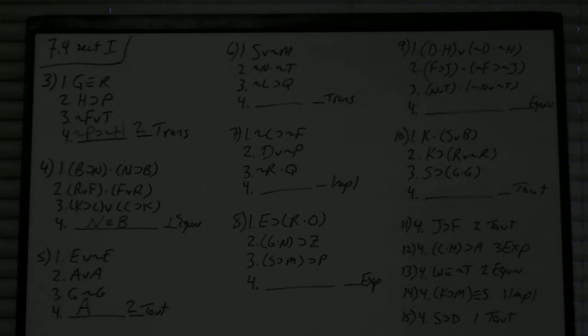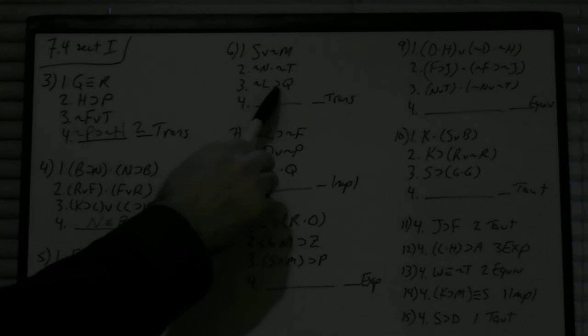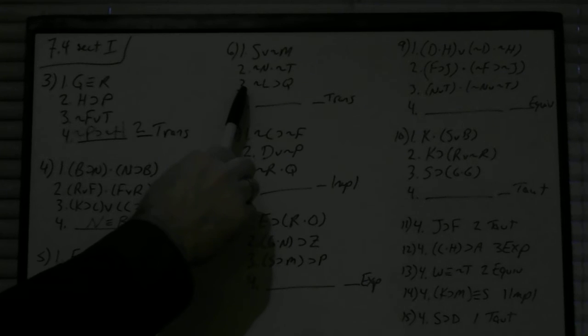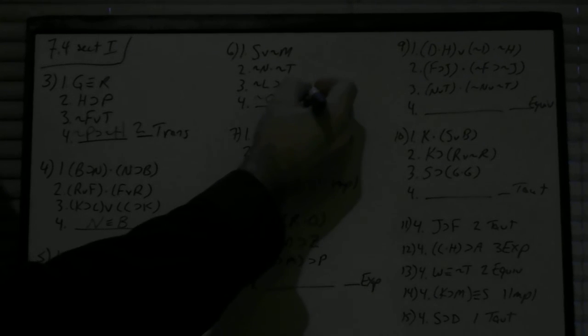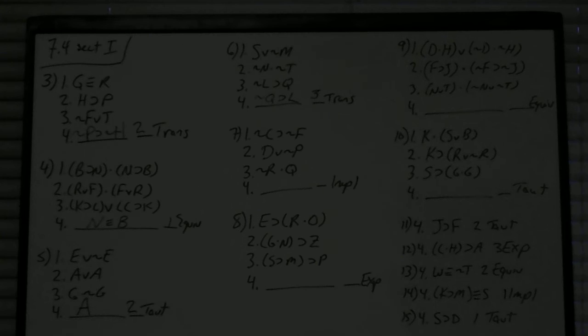Number 6, we want a transposition. S or not M, N not T, not L then Q. Well, again, with a transposition, you're going to want to take a conditional statement, flip it, and negate both sides. So here we've got the conditional not L then Q. We flip that, it becomes if Q then not L, and then we negate both sides. So we end up with not Q then not L, or simply L, because two negations cancel each other out, for 3 through transposition.